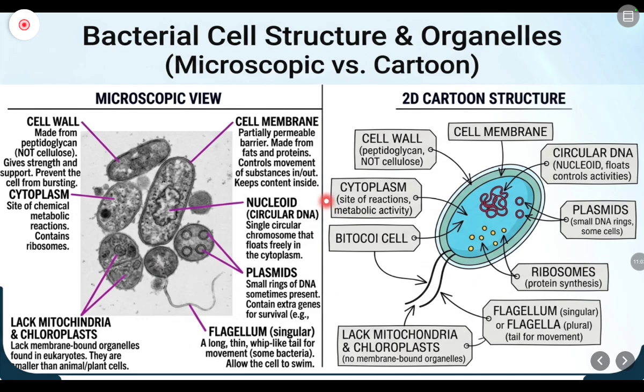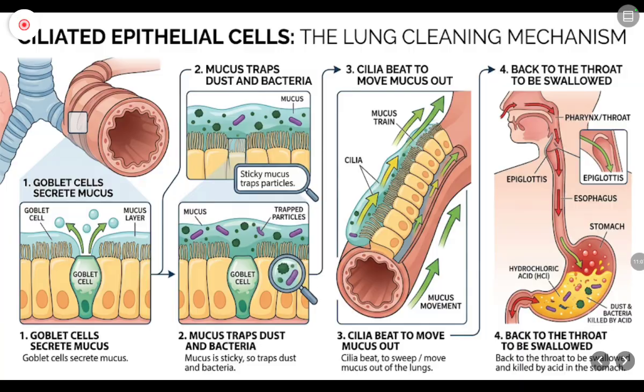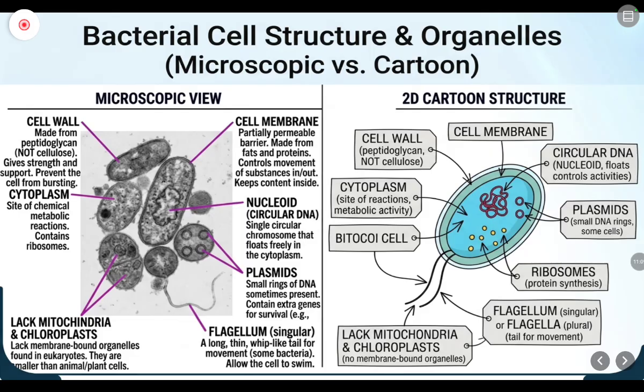Cytoplasm, it's a site of reaction of metabolic activity. And now we have the cell membrane which is present in there, and a circular DNA. And we have also the plasmids, and these plasmids are used in genetically engineered organisms. That will be the last lesson, the 21st lesson of our syllabus, and that will be explained. And ribosomes, used for protein synthesis.